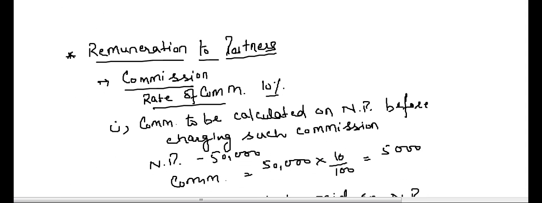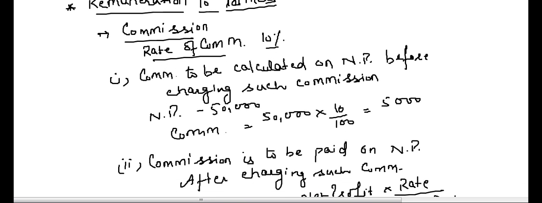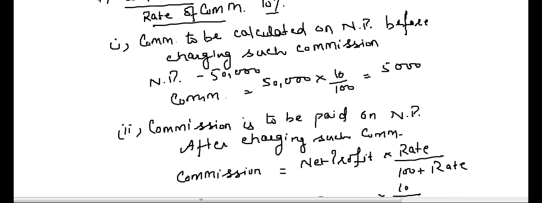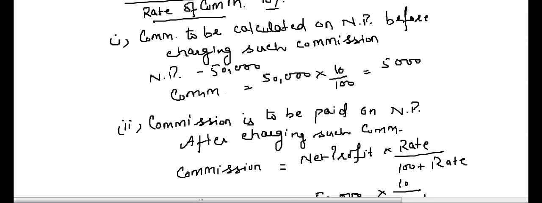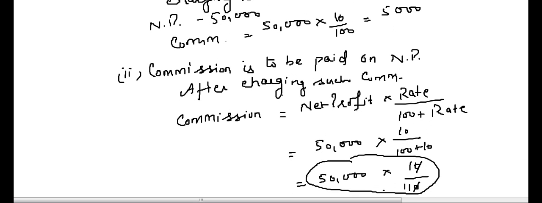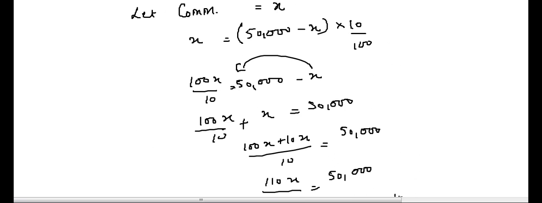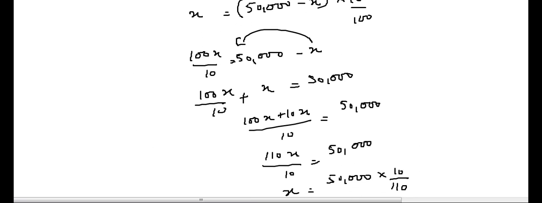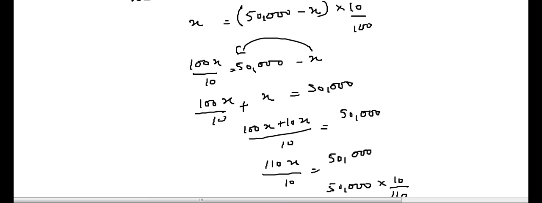Then we have discussed remuneration to partners. In that, two cases of commission I have discussed. One is commission to be paid on net profits before charging commission. Second is commission to be paid on net profits after charging such commission. I've told you the formula for this: net profit into rate divided by 100 plus rate. And I have shown you the mathematical calculation of this formula. Clear?